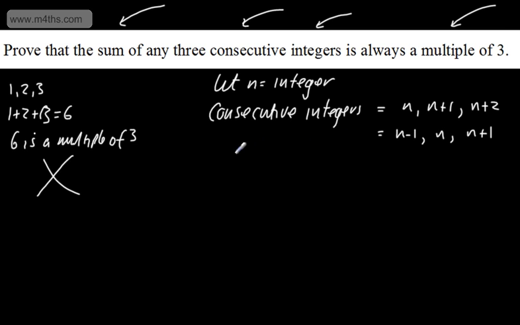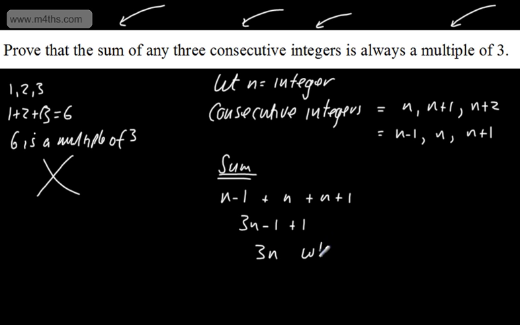So let's go ahead now and sum these. Taking the sum, we've got n minus 1 plus n plus n plus 1. So if I collect the n's, I've got 3n minus 1 plus 1. The plus 1 and minus 1 will cancel, leaving 3n, which is a multiple of 3.